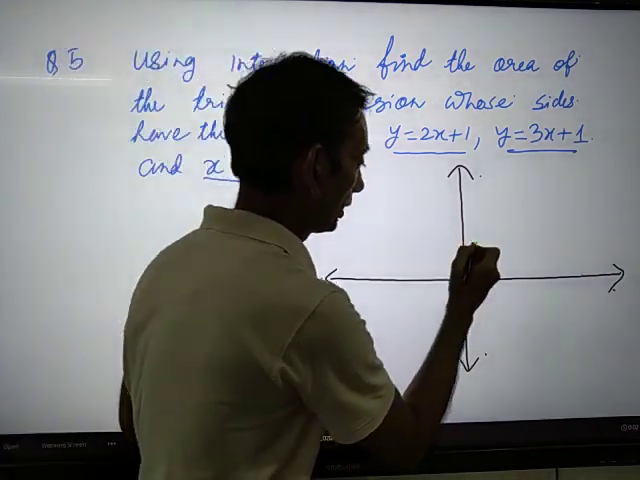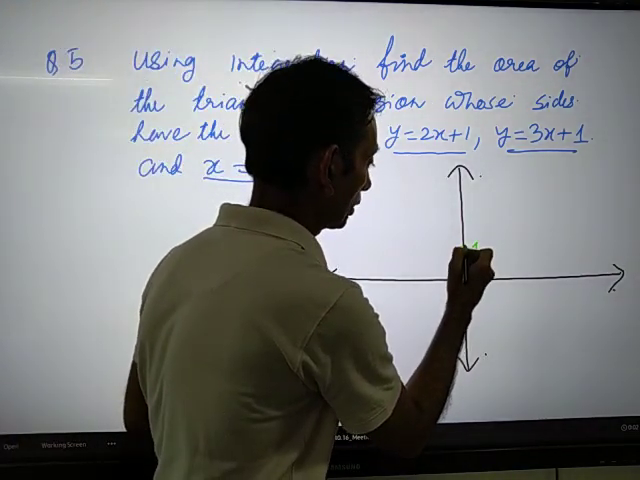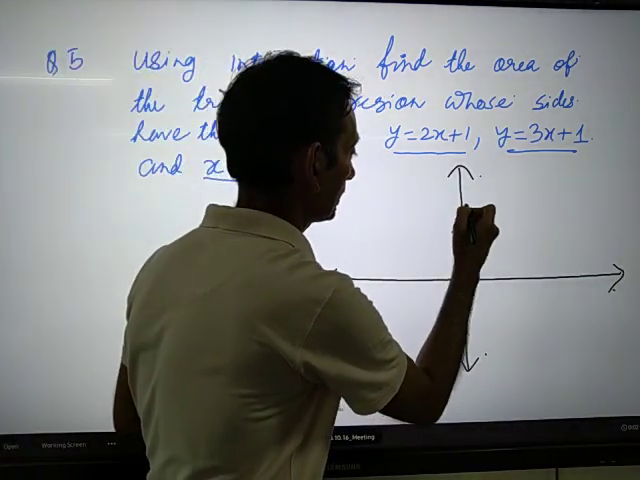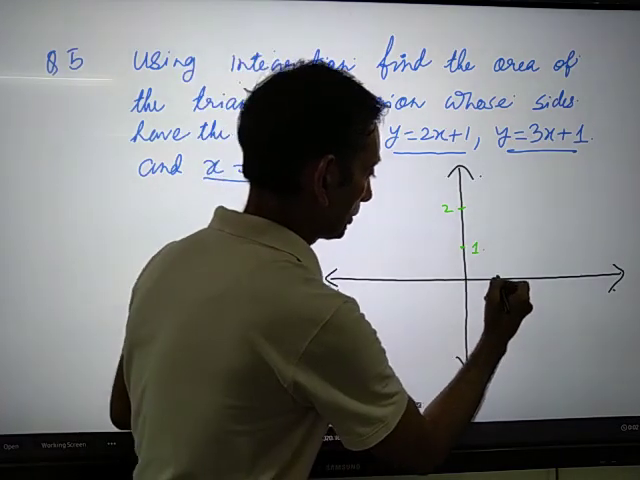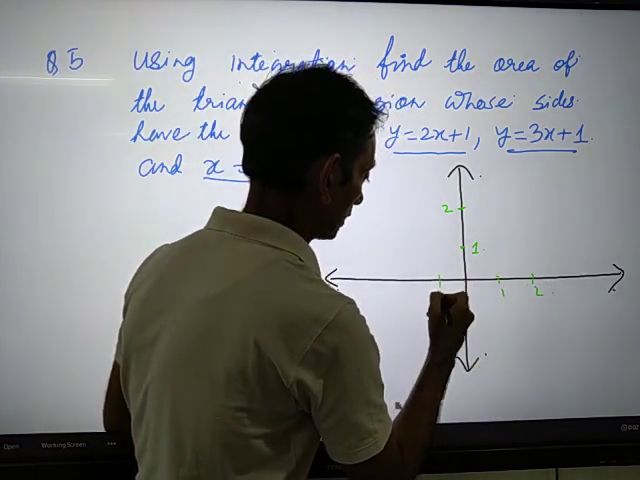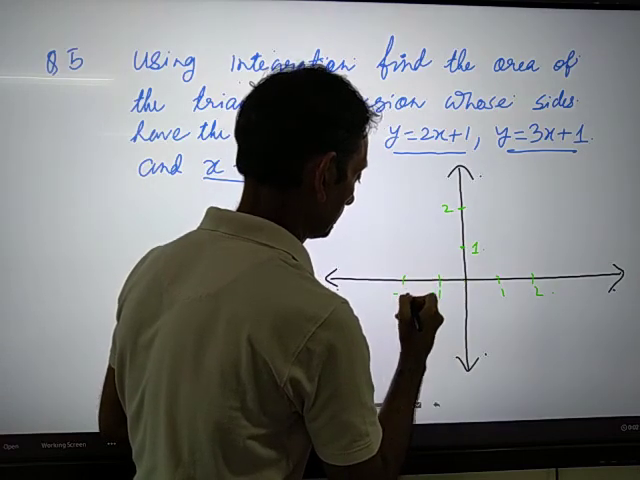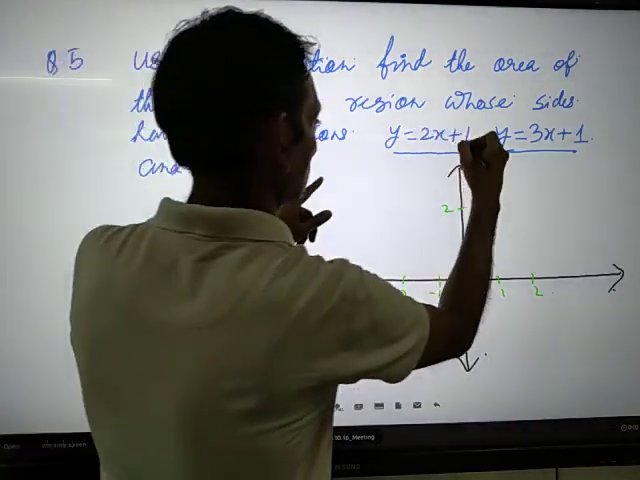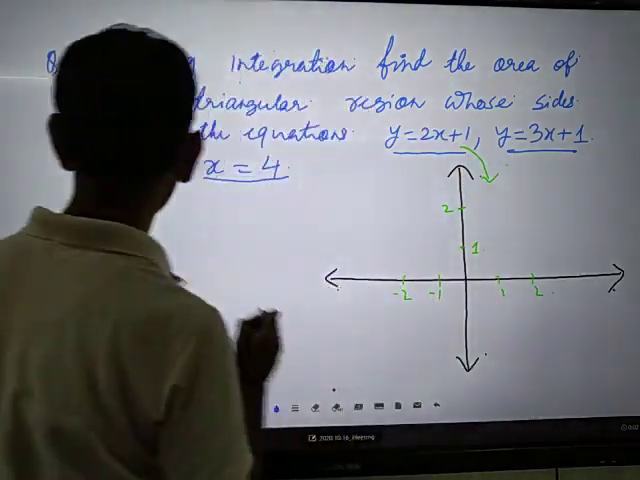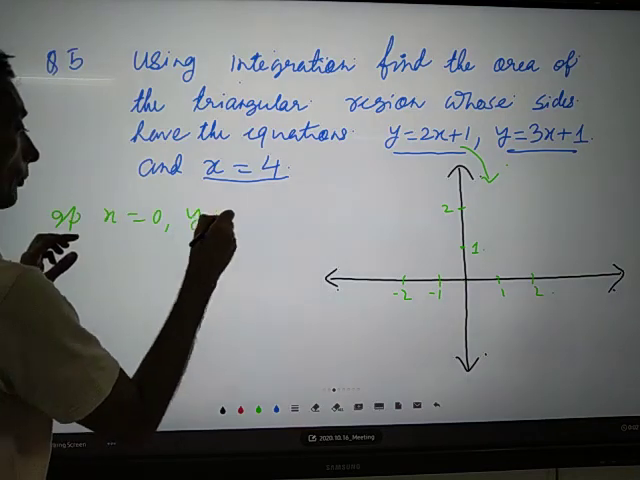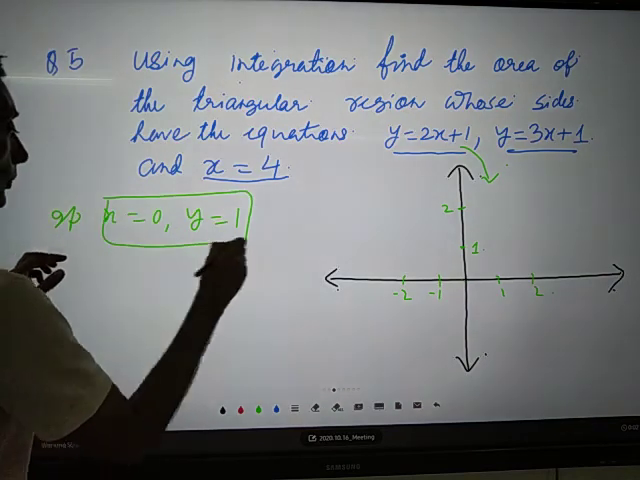We'll divide this. The coordinate of the point is 0, 1, right? So this is say 1, and we'll divide this. This is 2, and similarly this is 1, this is 2, and this is minus 1, this is minus 2, etc. Fine. Now for x equal to 0, for this line, if x equal to 0, y is equal to 1. Fine. For this we'll get a point.